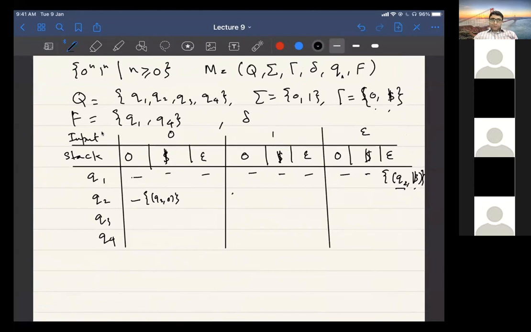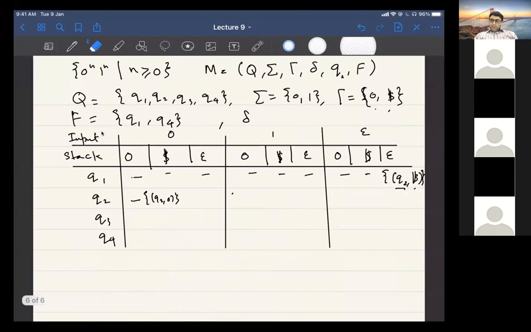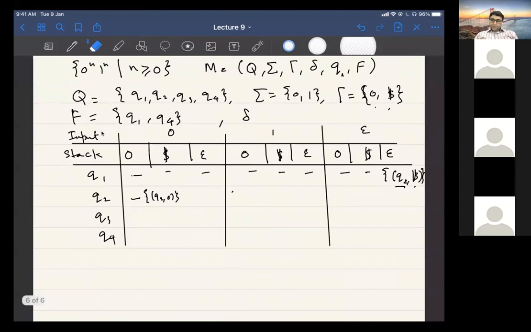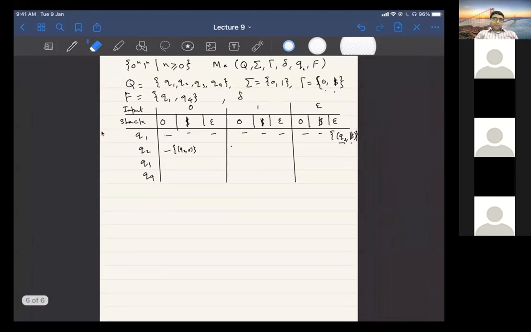Wait a second, there's some issue. So at Q2, when we see a zero, there's a problem. Let me, okay, just give me a second. Let me redraw that automata here, and then it will be easier because we don't have to go back and forth. Okay, sir.